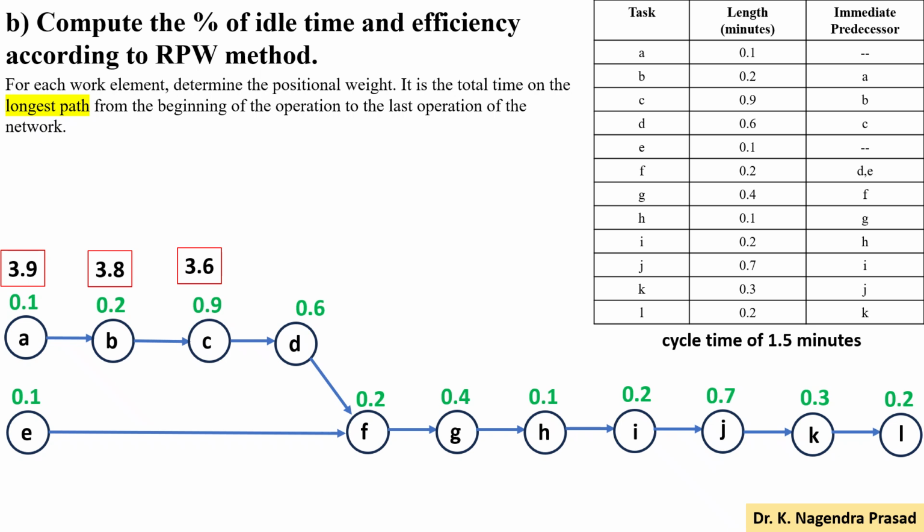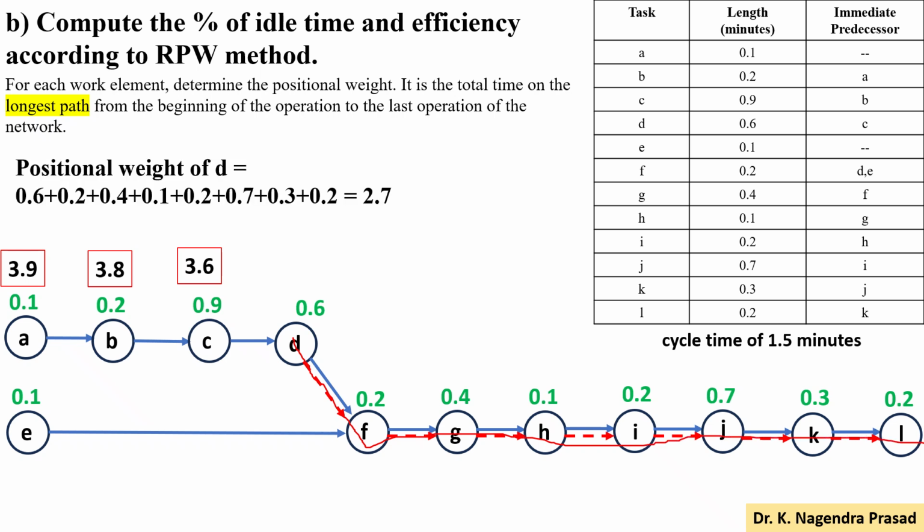So the next task is D, and its longest path is D, F, G, H, I, J, K, L, and its positional weight is 0.6 plus 0.2 plus 0.4 plus 0.1 plus 0.2 plus 0.7 plus 0.3 plus 0.2. So it is 2.7.